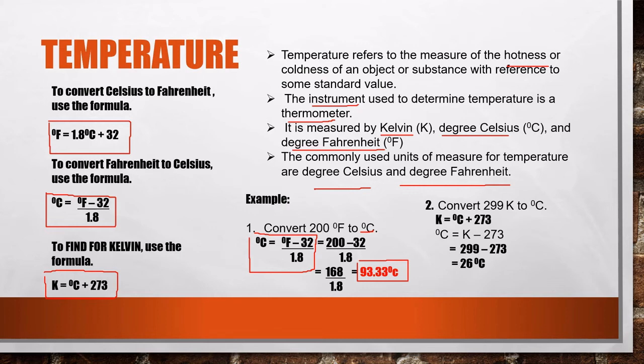Next, number 2. Convert 299 Kelvin to degrees Celsius. We're going to use the formula for Kelvin: K is equal to degrees Celsius plus 273. And from this, we will derive the formula for degrees Celsius, and that is degrees Celsius is equal to K minus 273. So, substitute the given value for Kelvin, so that is 299 minus 273, which will give us 26 degrees Celsius.